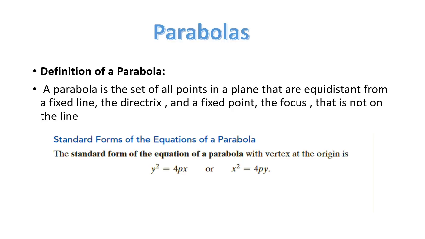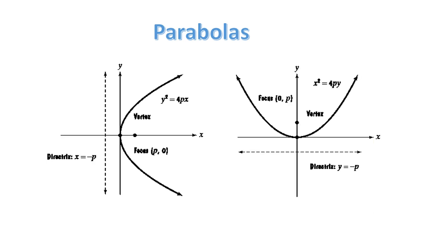Now, parabolas. A parabola is a set of all points in a plane that are equidistant from a fixed line called the directrix and a fixed point called the focus that is not on the line. So now we have the standard form of the equation of a parabola with the vertex at the origin. We have y squared equals 4px or x squared equals 4py. That's if the vertex is the origin. And we have the graphs as such. Also, we can have it opening downward or opening to the left, depending on p.